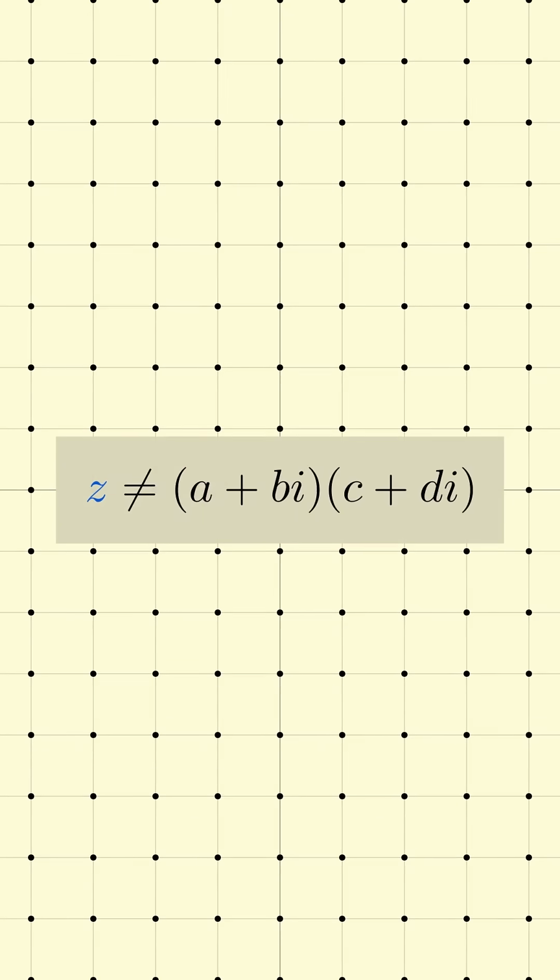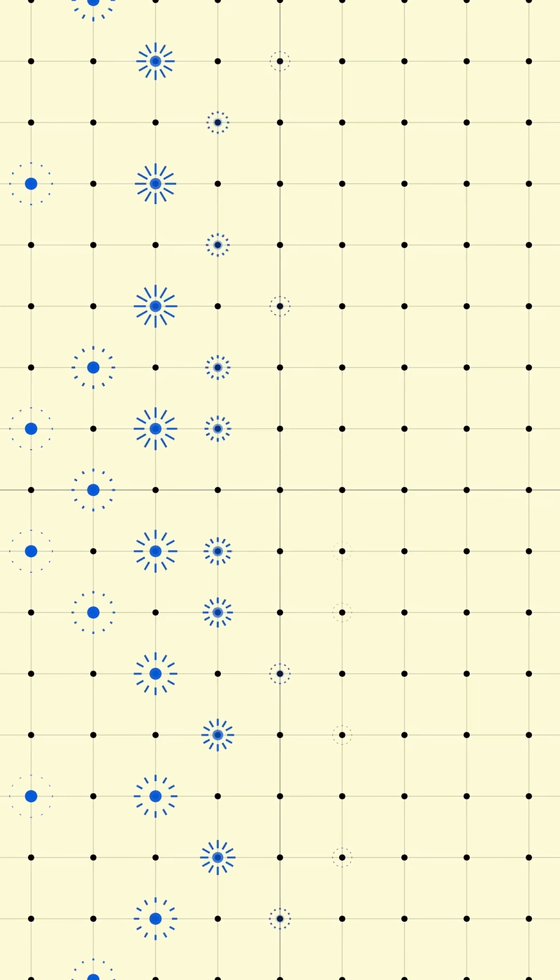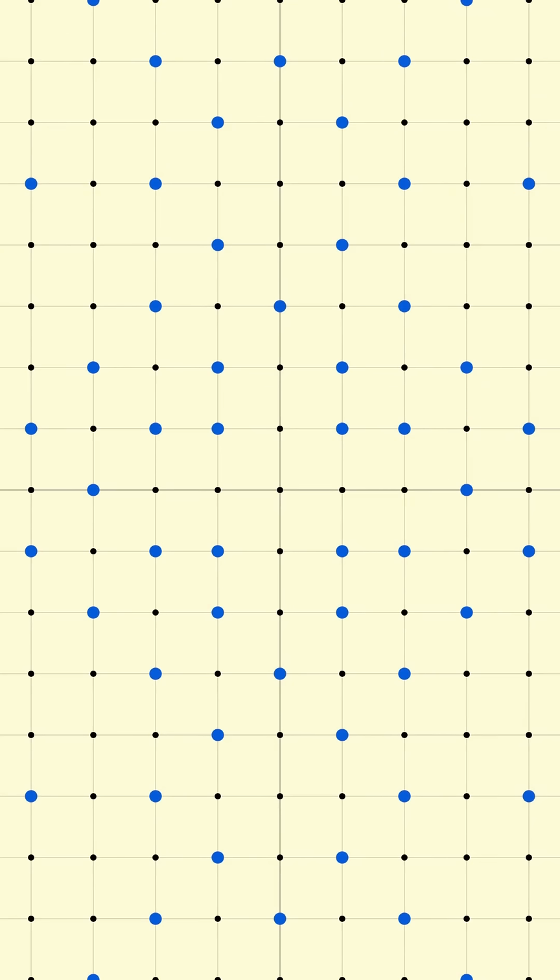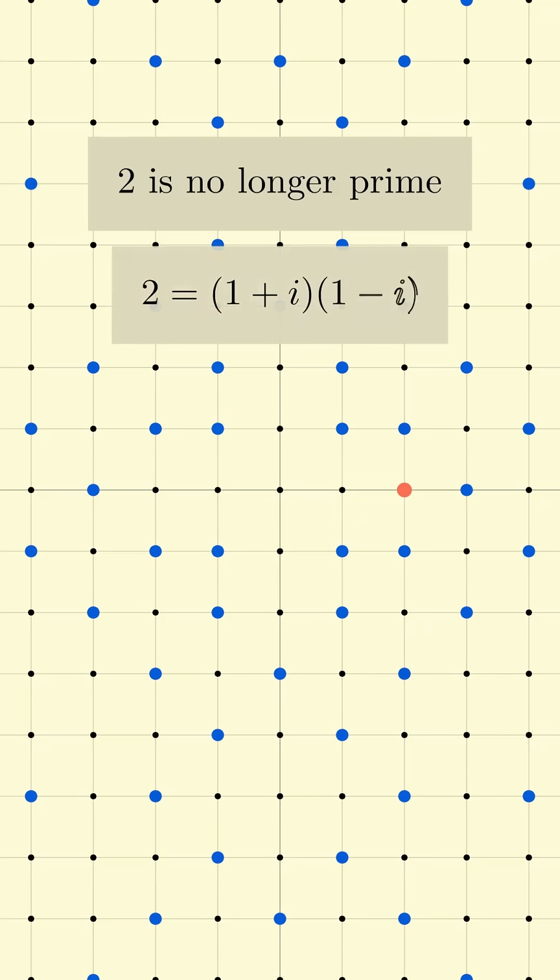A Gaussian integer is prime if it is not the product of any two other Gaussian integers. Here are all the Gaussian primes. Interestingly, the prime number 2 is no longer prime in the Gaussian integers. The two numbers that multiply to 2 are 1 plus i and 1 minus i.